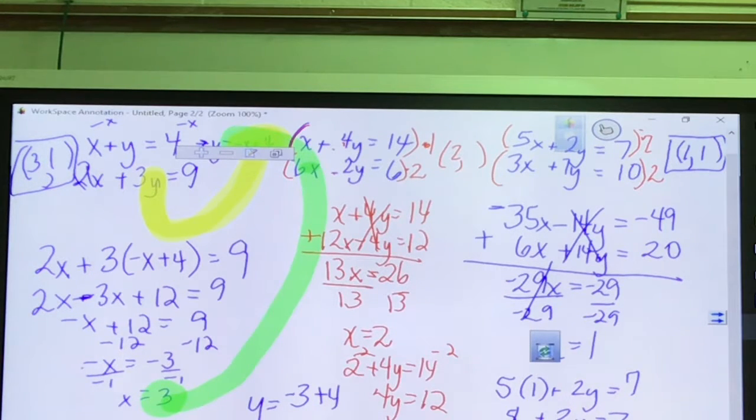4y equals 12. Divide by 4. y is 3. So (2, 3) is my point of intersection. Ta-da. And we're done.